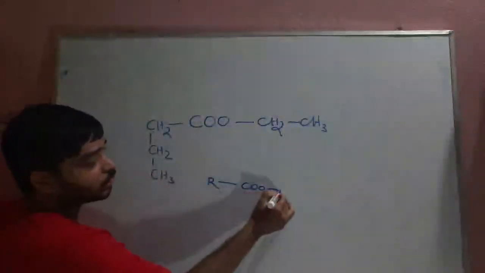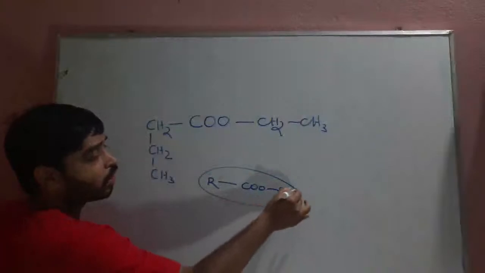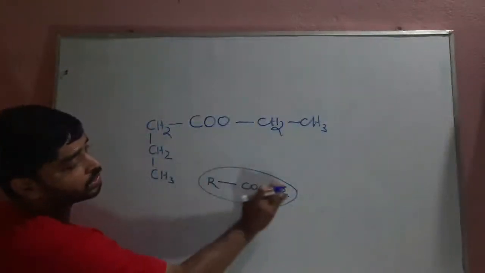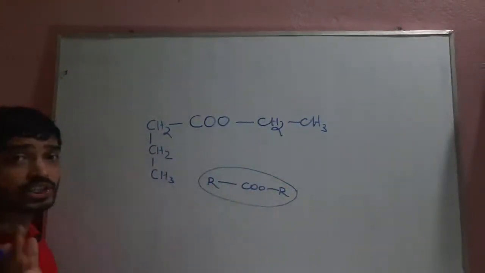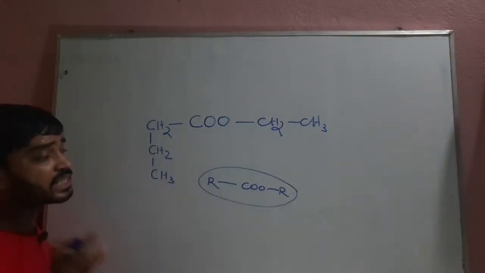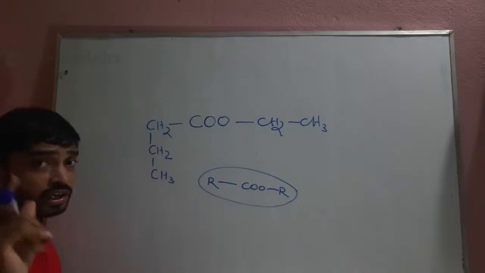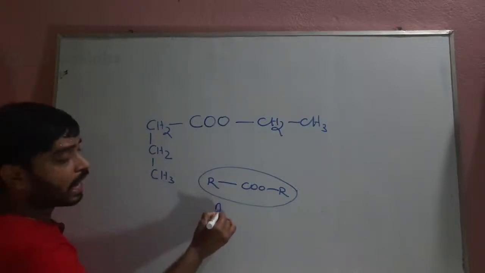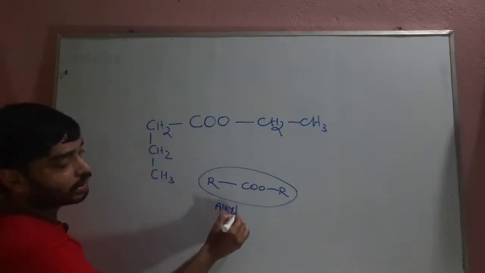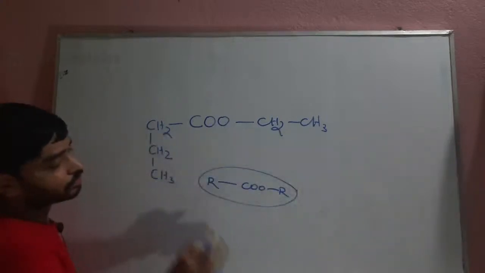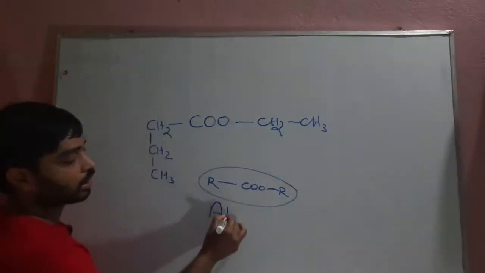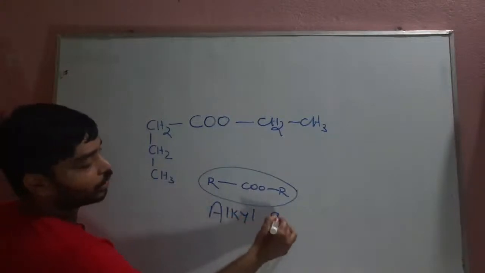That means COO is the functional group, and RCOOR is the general formula for ester. In this case, ester produces a discontinuous carbon chain, and ester has the IUPAC name alkyl alkanoate. Alkyl alkanoate.